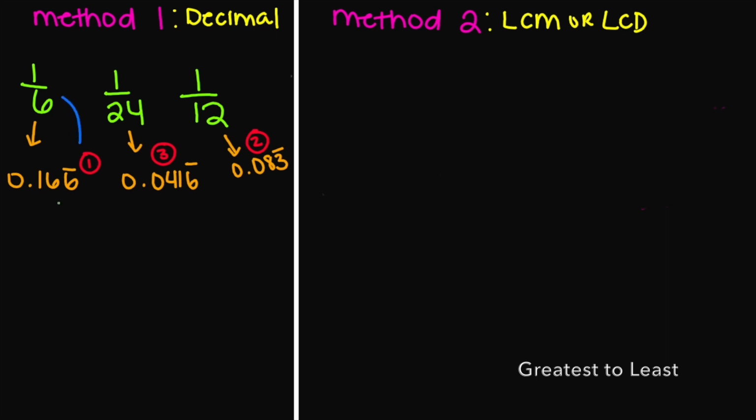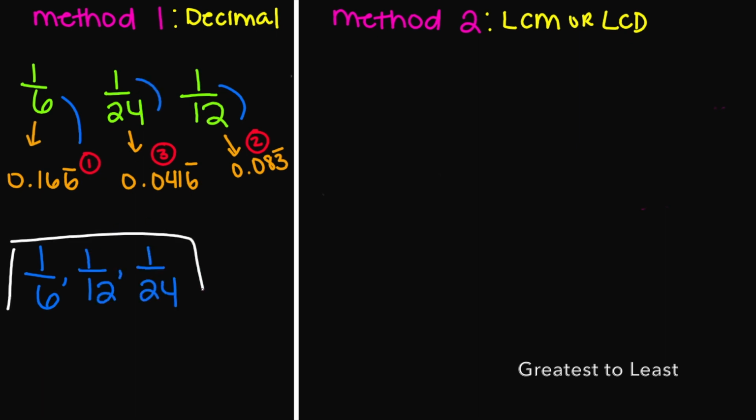So now let's match up our fractions. So first, we have our 1 over 6. This is first. Next, you have your 1 over 12. And then next, you have your 1 over 24. And this is your final answer here. So let's look at method number 2. We're going to find the multiples of my 6, my 24, and my 12.